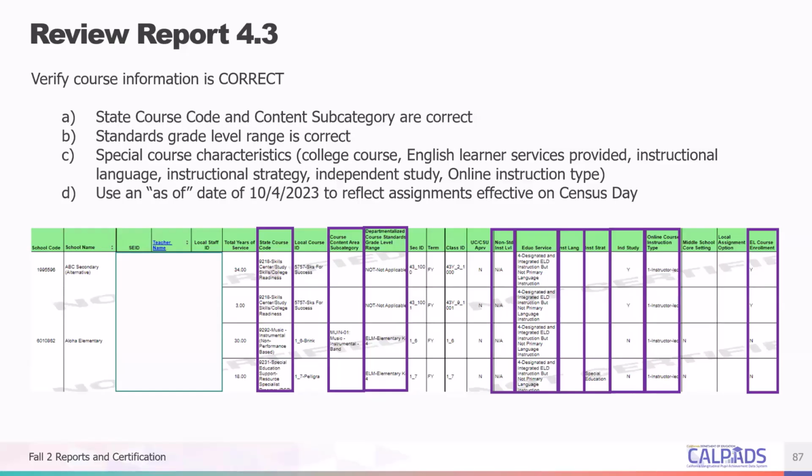And when you review report 4.3, we highlighted some of the fields that will influence your assignment monitoring outcomes. So course content area subcategory, departmentalized course standards, grade level range, of course, the state course code will influence it, the education service code, so on and so forth. So these are all the fields you would want to be identifying and looking to make sure your staff is credentialed to provide the instruction that you have indicated in the course section.